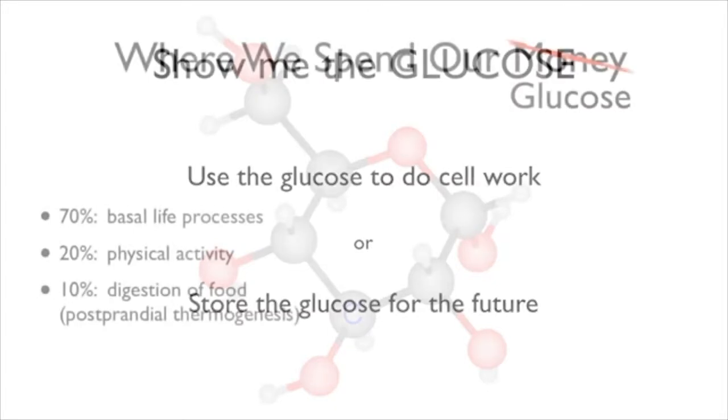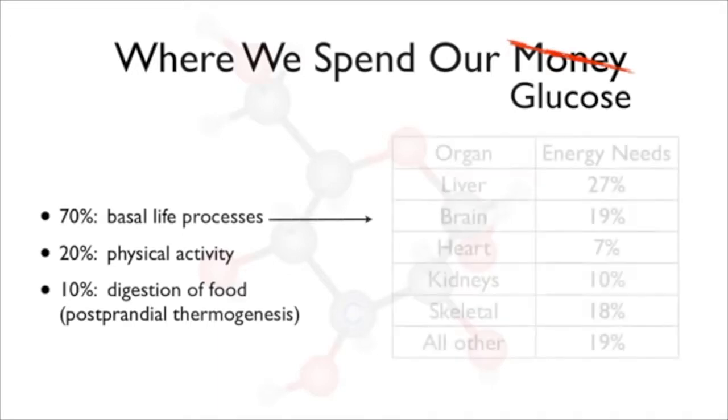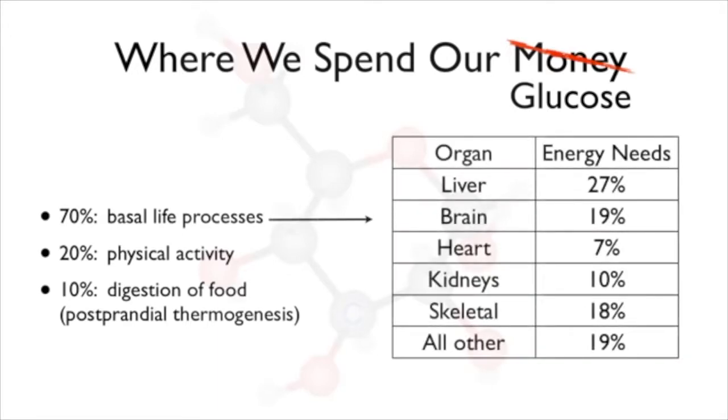Now, what we use the glucose for is shown here. About 70% is just to stay alive. Okay, so here's the breakdown by organ. A lot of people are surprised that the liver has a bigger energy demand than the brain does.